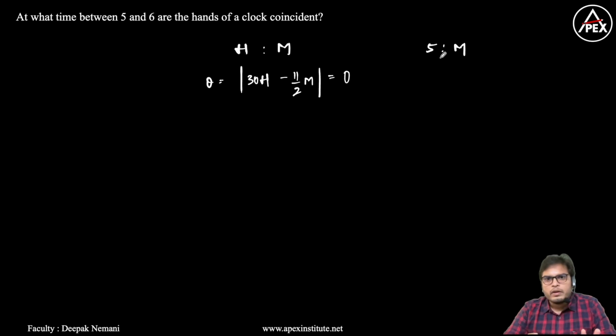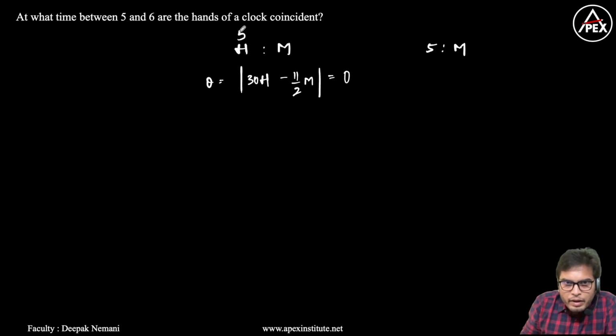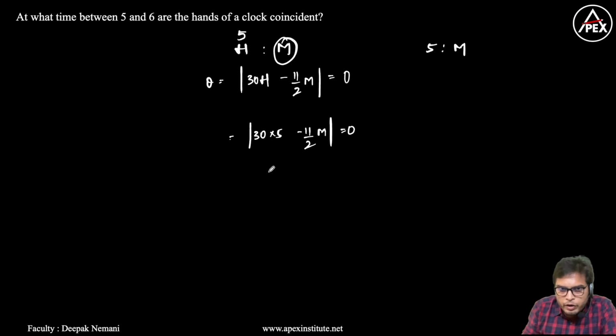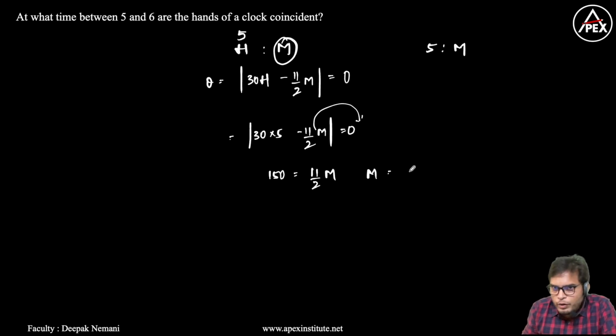Now we have a time in the form of 5 hours and m minutes where both the hands of a clock coincide with each other. So the value of h becomes 5 and we need to find the value of m. Now let me replace the value of h with 5. So this is equal to 30 into 5 minus 11 by 2 m, and this is equal to 0. Now 30 into 5, 150. 150 should be equal to, if I remove the modulus and shift this 11 by 2 m to the right hand side, you will be having 11 by 2 m. Right? So m is nothing but 150 into 2, 300, 300 by 11.